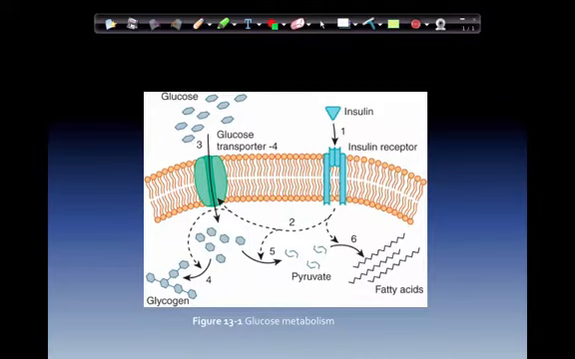And this is glucose metabolism, figure 13.1 in your book. So we have glucose here, and then the insulin allows the facilitation, it opens this up to where the glucose can come right inside the cell. Without insulin, glucose will not come inside the cell.